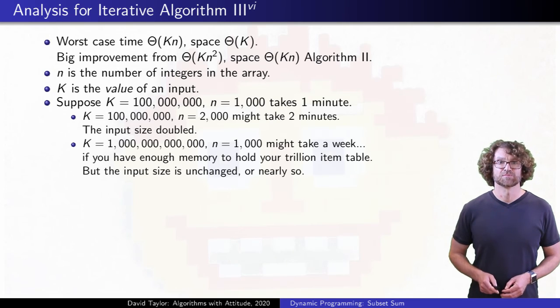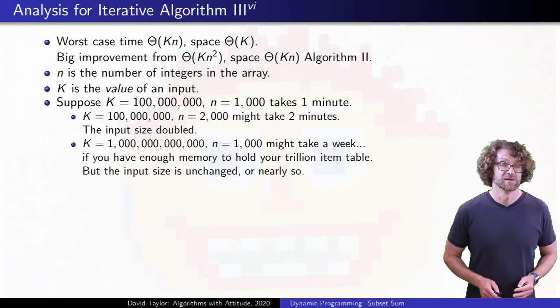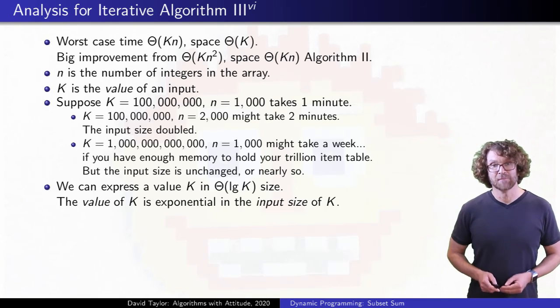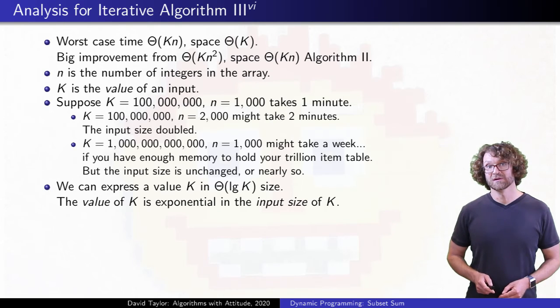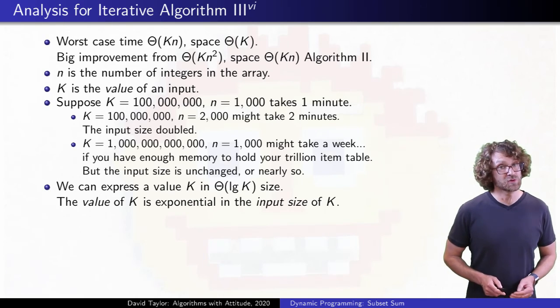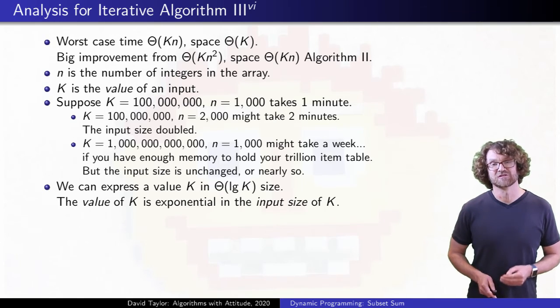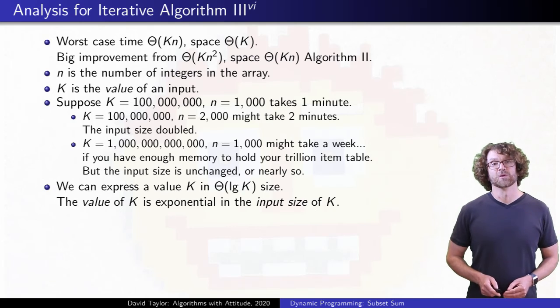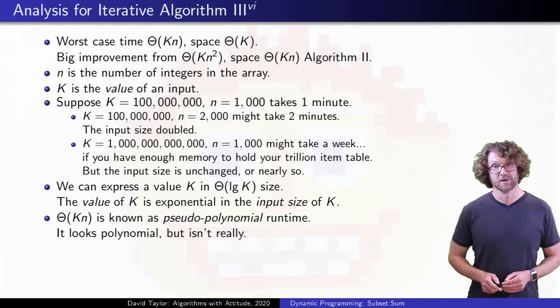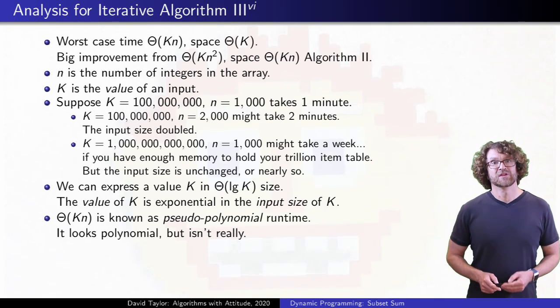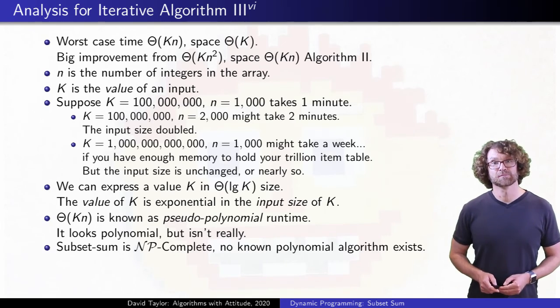because our runtime is proportional to the value of k, instead of the size of k as an input, we really need that model. kn is linear in the array length n and in the value of k, but exponential in the number of bits needed to specify k. This is known as pseudopolynomial runtime. It looks polynomial, but it isn't really, because it uses the value of an input rather than the length of an input. This problem is actually an NP-complete one.